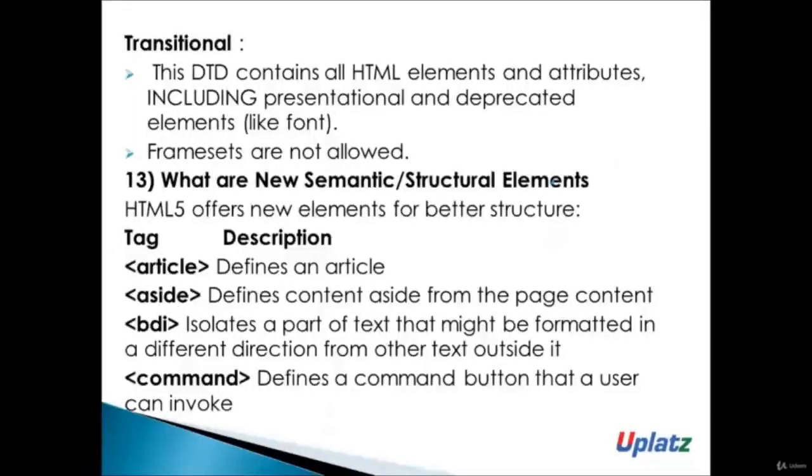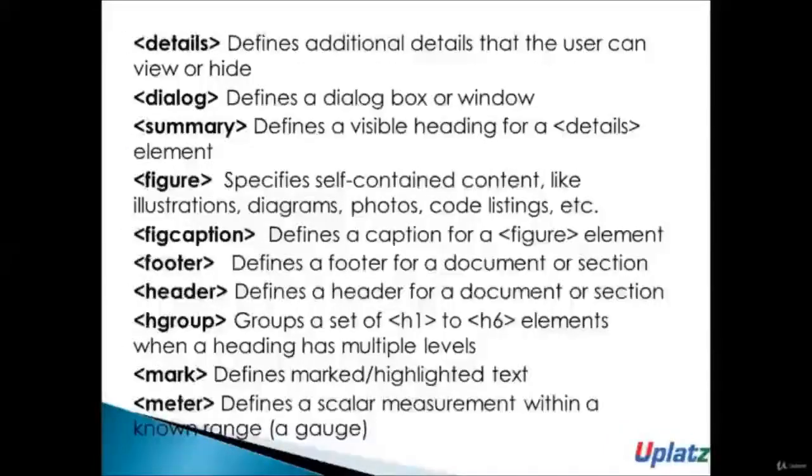So the next would be new semantic and structural elements. So new elements for better structure. Article defines an article. Aside defines content aside from the page. Command defines a command button that the user can invoke. Details defines additional details the user can view or hide. Dialog defines a dialog box or window. Summary defines a visible heading for the details.